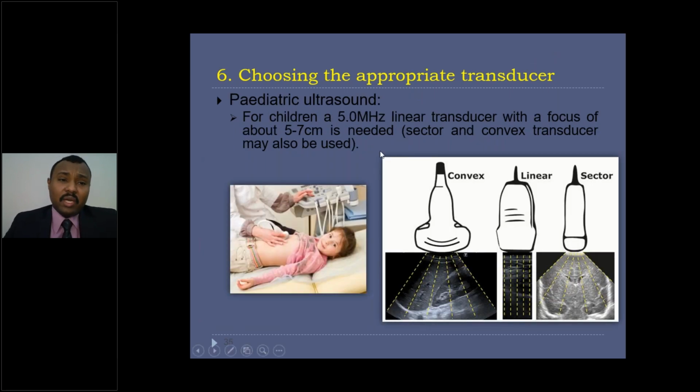Also, at your ultrasound department or at your hospital, if you are interested in scanning pediatric patients by ultrasound, you should make sure that for children a 5 megahertz linear transducer is needed, because we have to penetrate a deep area in the body of the pediatric patient. You can see here the distance of the trunk is so short compared with the distance of the trunk in an adult. And we have to have a sector and convex transducer.